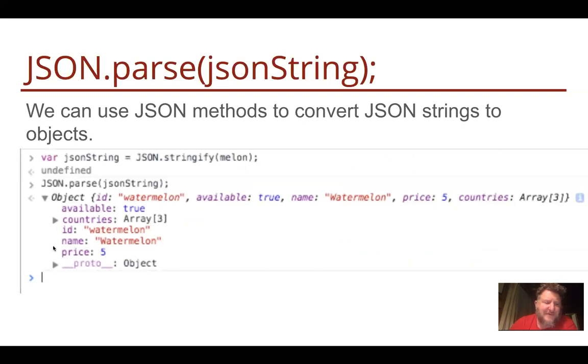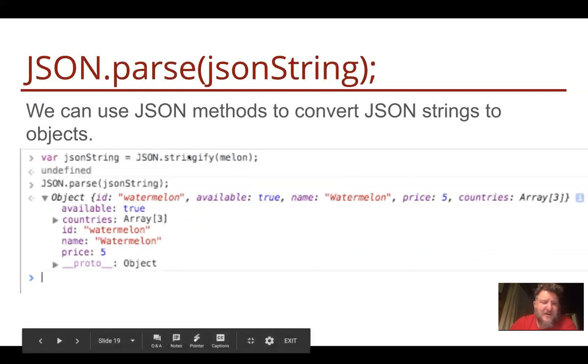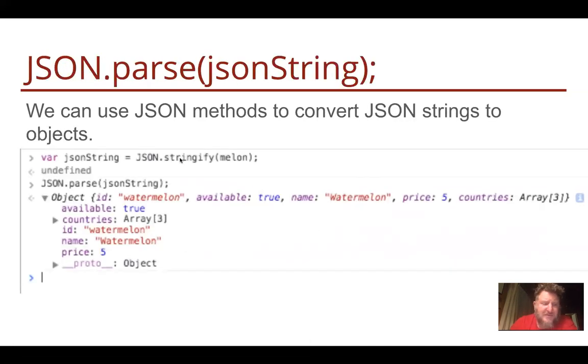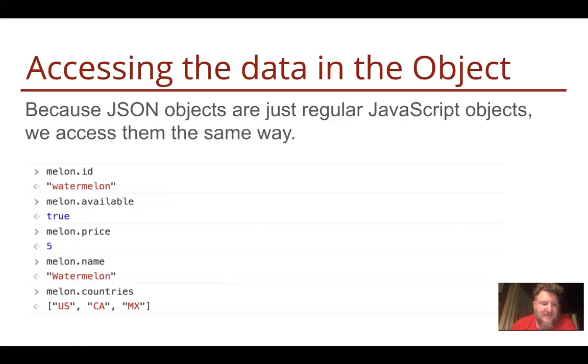So here's an example. Here's our JSON string. If you remember, we created that up here. It's going to be melon. We stringified it up at the first line, and then the second time we parse that JSON string just to turn it back into an object, and then you can see it's an object with all of its standard methods and attributes and so on, including length. So because they're just regular JavaScript objects, we can access them the exact same way.